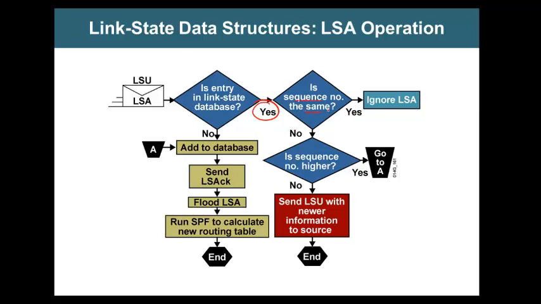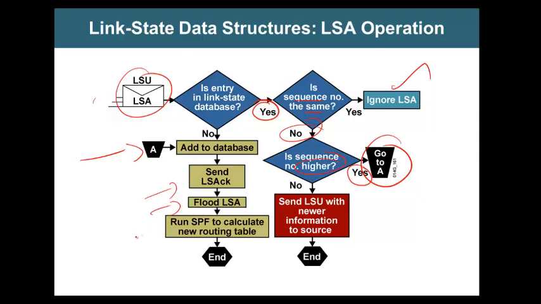In case the received packet sequence number is, let's say, 7, but what I already have in the database is 8, in that case, the sender is not up to date. So I have to send the advertisement to my sender saying, I have the latest one. And then the end.